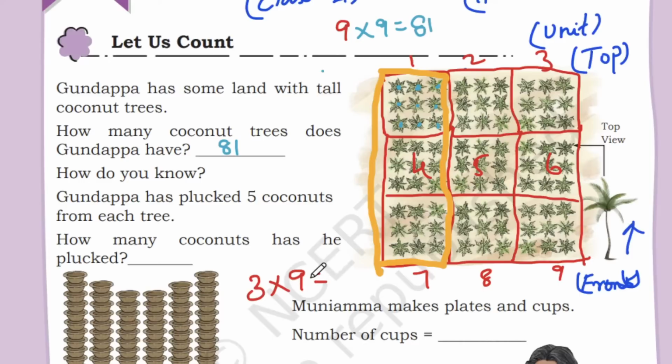Now you can easily answer. 9 threes are 27. You can easily find the answer. I'm going to erase this. So when we make a group, it will be easy for us to answer the question. You can also cross check the answer, students, and find out how many coconut trees there are.